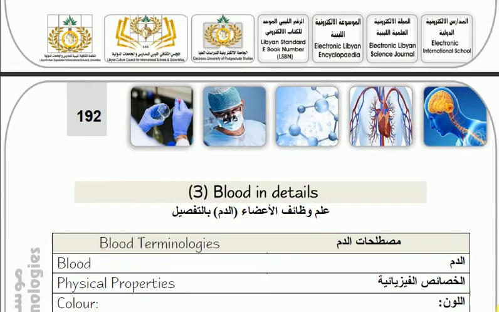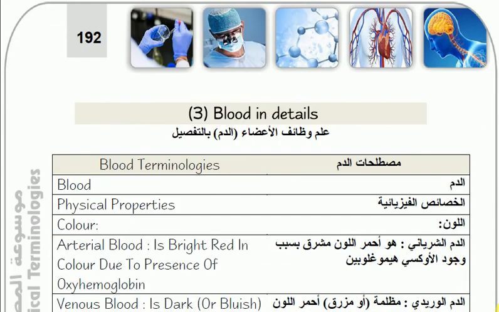3. Blood in details. Blood terminologies. Blood. Physical properties.